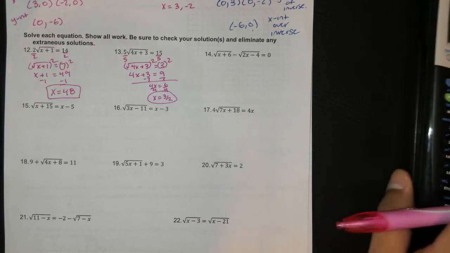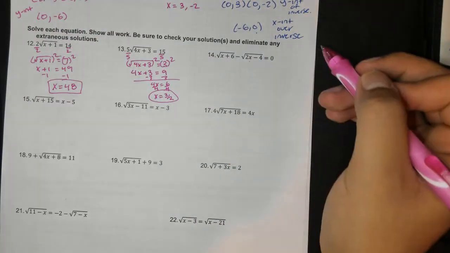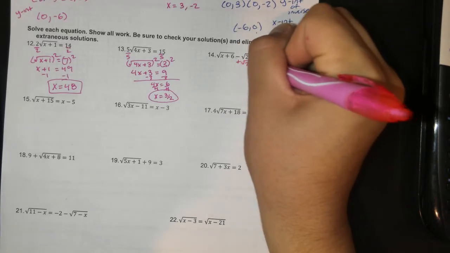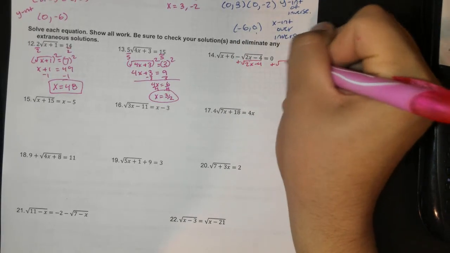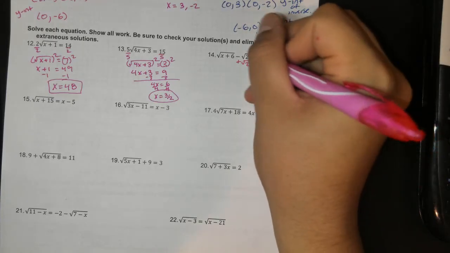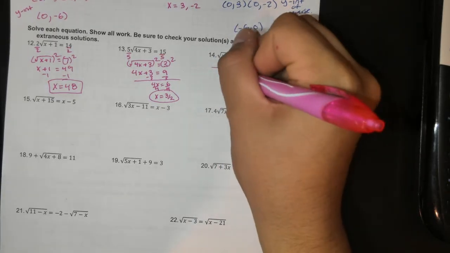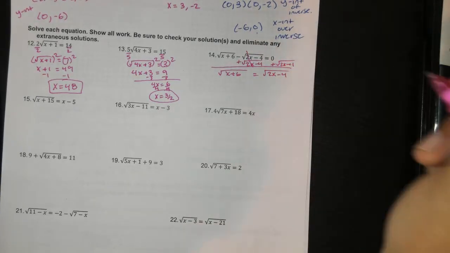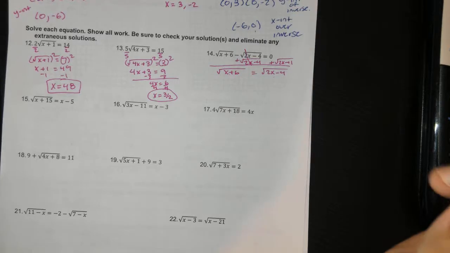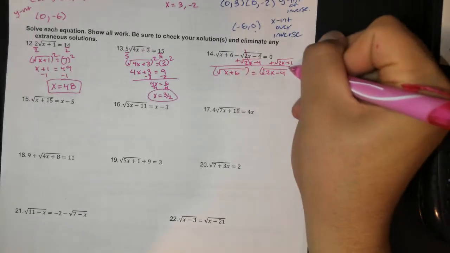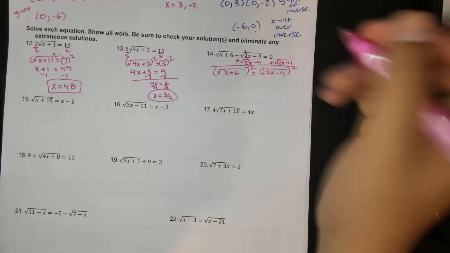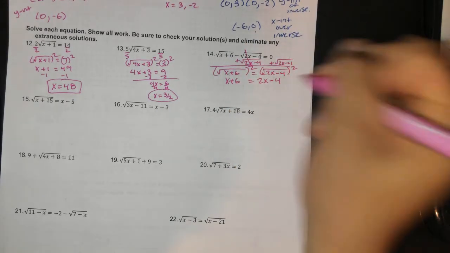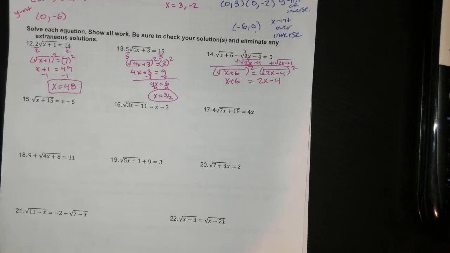Now for number 14. Right now we have 2 square roots on each side. Let's move one of them to the other side. So let's add square root of 2x minus 4. So square root of x plus 6 equals square root of 2x minus 4. Now, since they're on 2 different sides, I can go ahead and square both of them. On the left side, we get x plus 6. On the right side, we just have 2x minus 4. All that happened was the square roots went away.